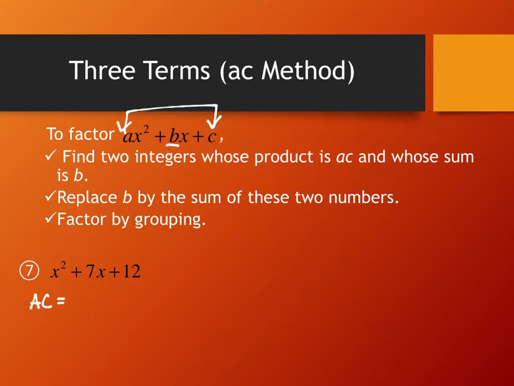AC. So the number in front of the x squared is a. That's a 1. The number at the end, c, is a 12. So a times c in this case is 12. And the b in the middle is a 7. I need two numbers that multiply to 12 and add to 7. 3 and 4, right? My two numbers have to be 3 and 4.